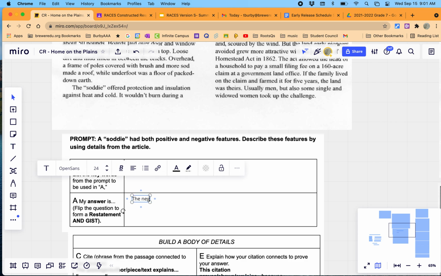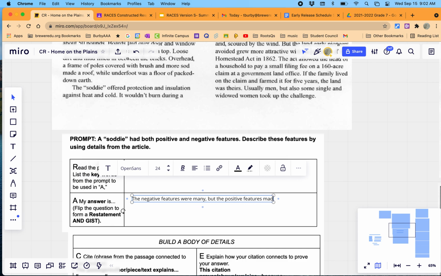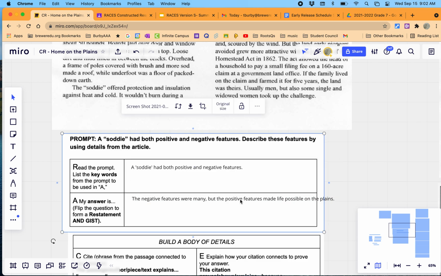the negative features were many, but the positive features made life possible on the plains. Now we're going to read it, and we're going to see what we can hunt for. So basically, that is my answer. So there you go. That's my first sentence or two. Sometimes those are both in a single sentence.